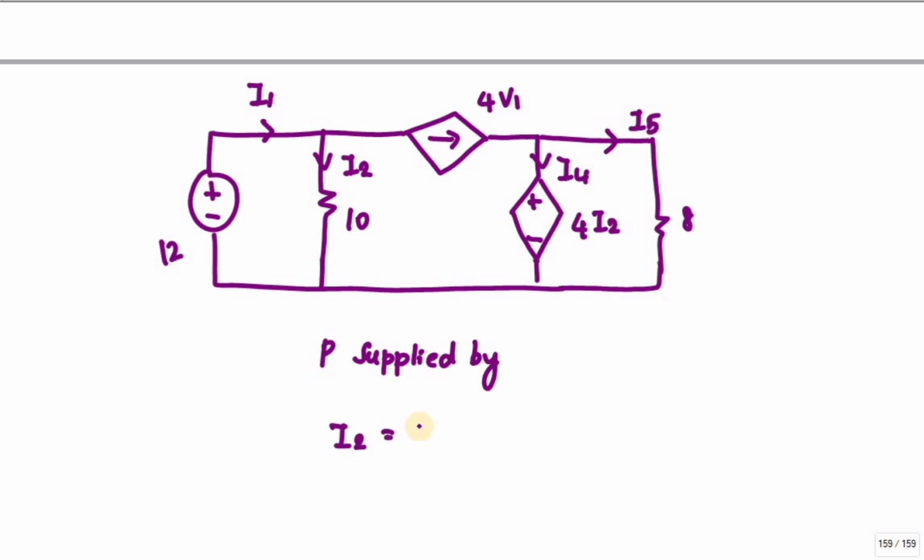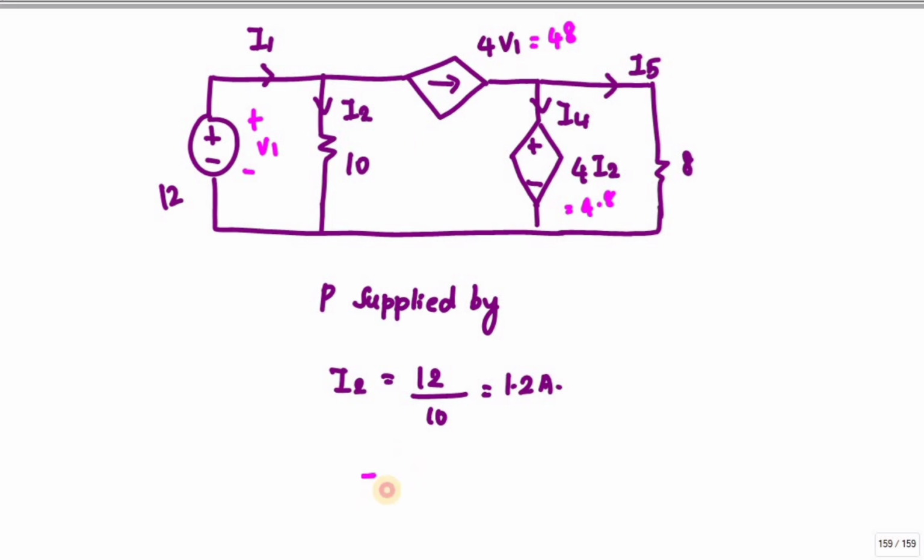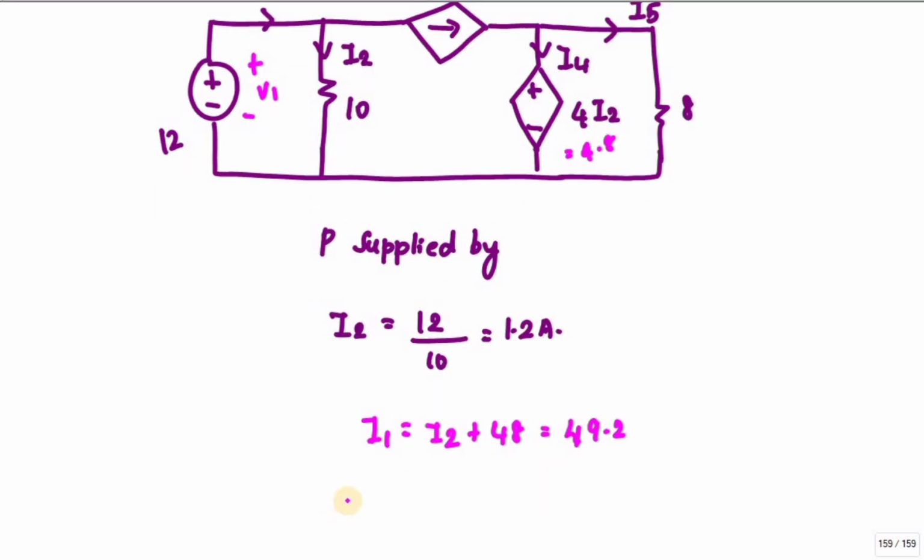So what is now I1? So V1, they given this is voltage across this one, so it is V1. So once I find the value of I2, I can write it as 4.8. So V1 is 12, I can write it as 48. So what is I1? I1 is equal to I2 plus 48, right? I2 is 1.2. So I can write 49.2 is your I1, right?